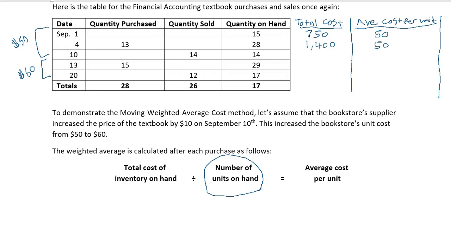Then we have a sale on September 10th. This is also the day the unit cost changes from 50 to 60. However, since we're making a sale, this has no impact on weighted average cost per unit at this point. So we're just going 14 books remaining in our inventory times $50 a book. It will give us half of what we had, from 1400 down to 700.